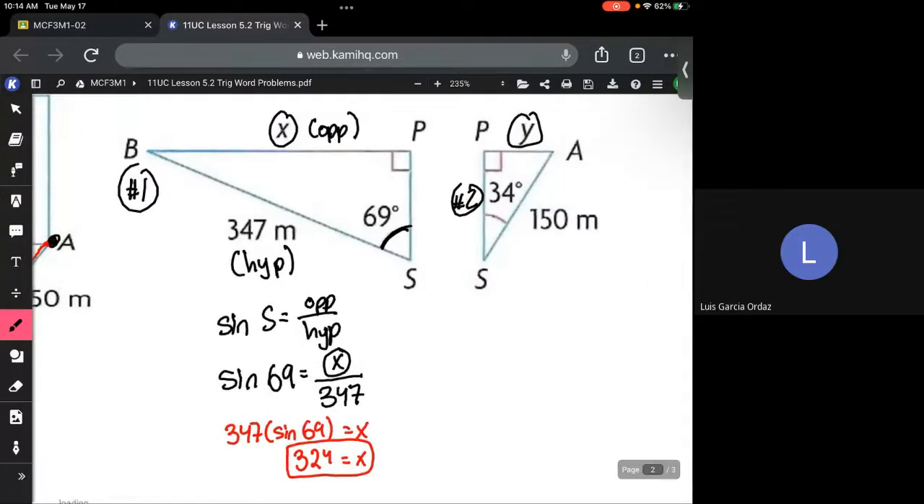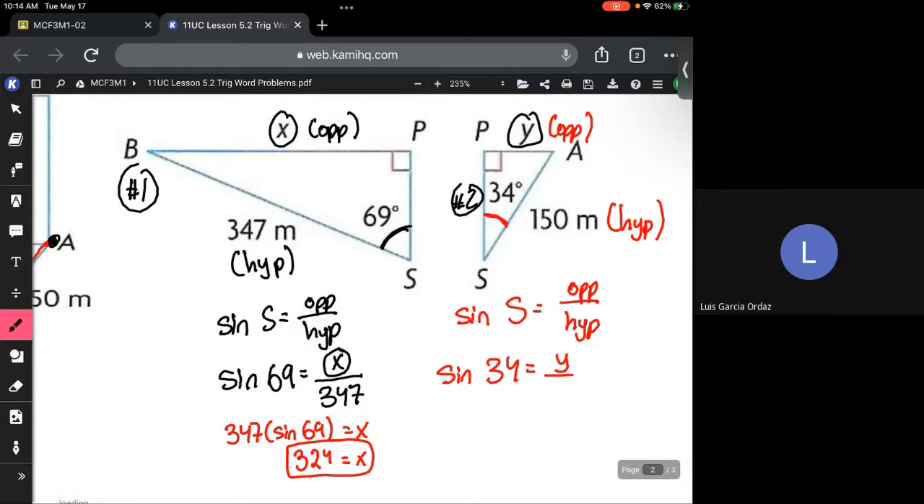So what angle am I going to use for my second triangle to find Y? Yeah, 34 is S. Now we have to determine if Y is opposite, adjacent, or hypotenuse. It's opposite, because it's directly across from angle S, and 150 is our hypotenuse. So what are we going to use again? Sine. So sine S is equal to opposite over hypotenuse, which means sine of 34 is equal to Y over 150.